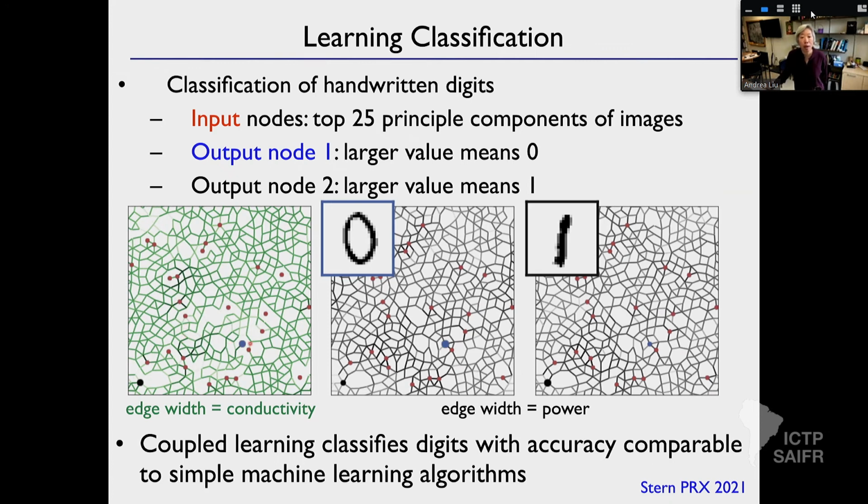And then I have 2 output nodes. I have a 0 node and I have a 1 node. So when I feed it a 0, the 0 node has a large voltage and the 1 node has a small one. When I feed it a 1, the 0 node has a small voltage and the 1 node has a large voltage. So it classifies these images, and it does it with an accuracy comparable to simple machine learning algorithms, about 97%.